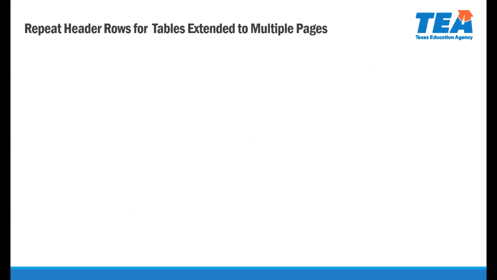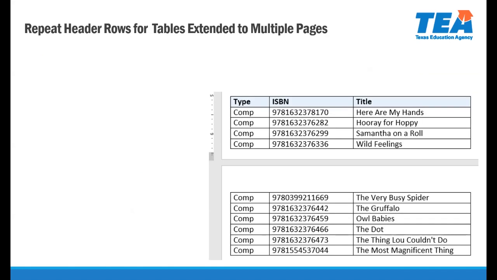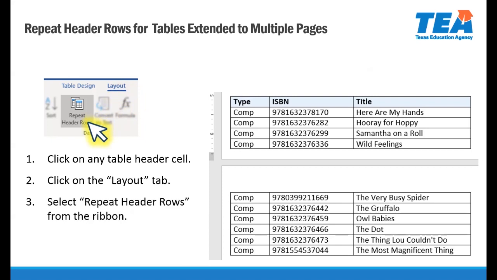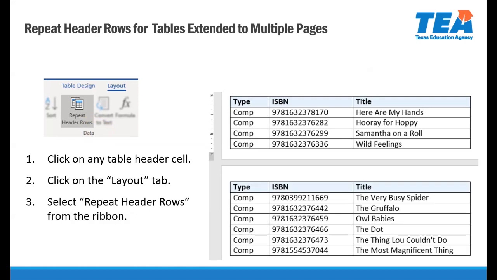Sometimes you will have tables that expand to the next page. In this situation, make sure your table row also expands with the table to the next page. Instead of adding a new header row on the table that expands to the next page, click on any cell of the table row. Click on the Layout tab and select the Repeat Header Row from the ribbon. This will add the header row at the top of the table on the next page.